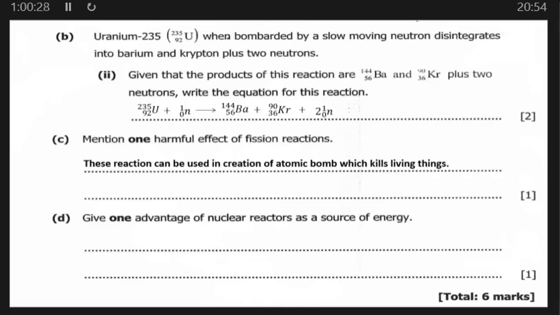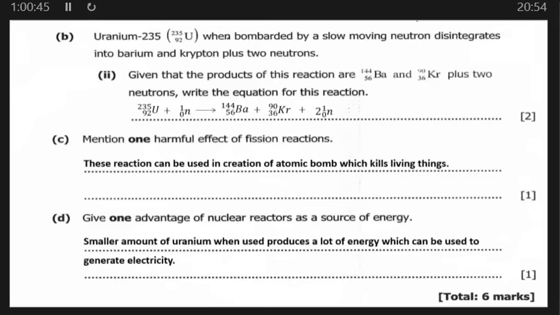Question D says, give one advantage of nuclear reactors as a source of energy. One advantage is that you can produce a controlled amount of energy, and the other factor is that a smaller amount of uranium, when used, produces a lot of energy which can be used to generate electricity. Let's go to another question.